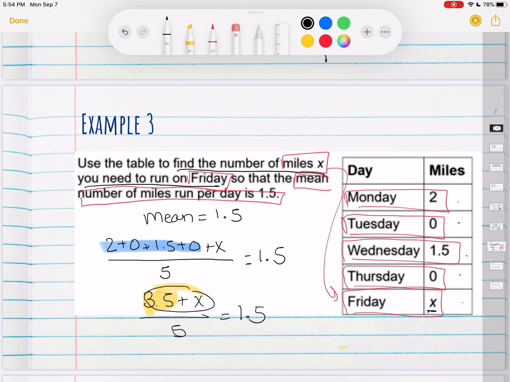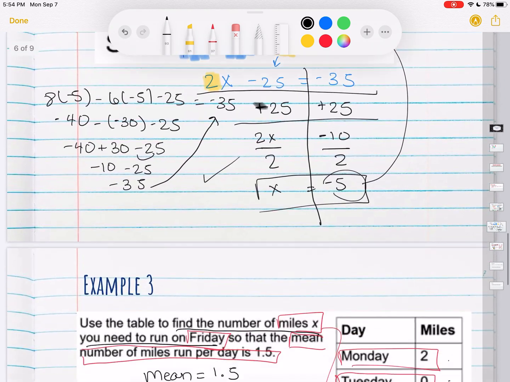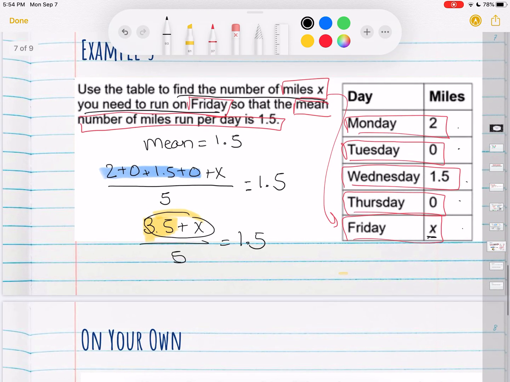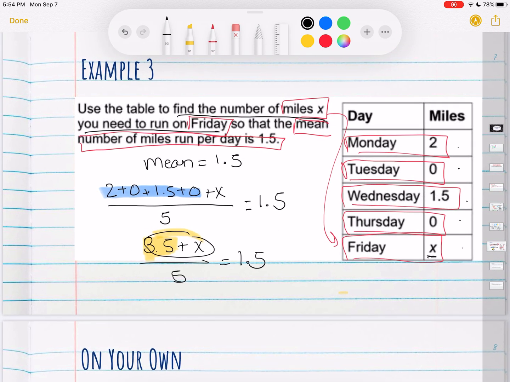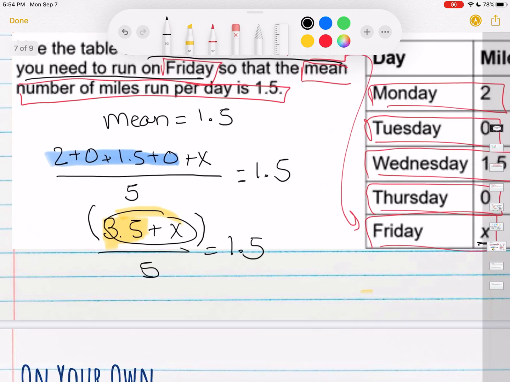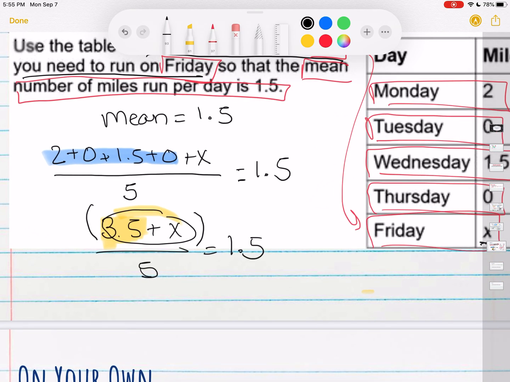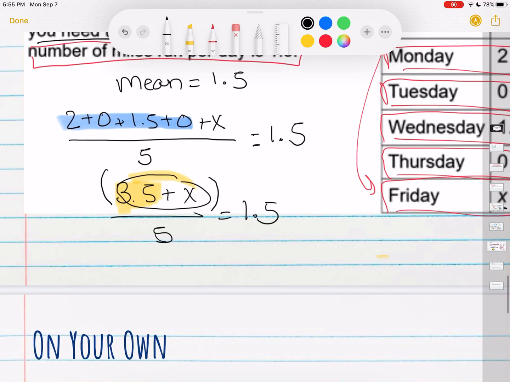I sometimes also like to think of order of operations when I do this. If I actually had a value for x, what would I do to x first in order of operations? It would be to add that 3.5. I wouldn't divide by 5 first. I would add that 3.5 first. You could also think of it as, when we have multiple things in the numerator of a fraction, they always come first. We can put those in parentheses if we wanted to.